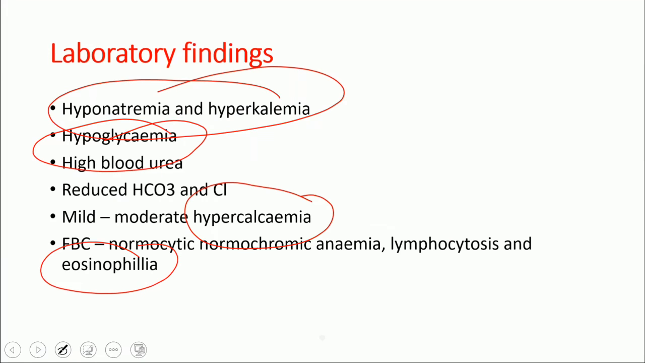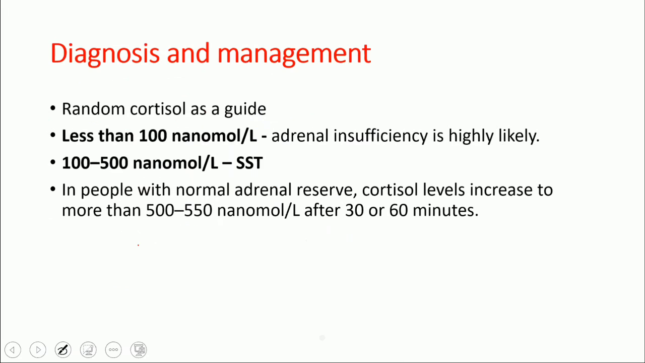Now, in order to confirm a diagnosis of Addison's, we can use the random cortisol as a guide. You might ask me, can you use that as a diagnostic tool? The random cortisol can be used in a specific situation. For example, if your random cortisol is more than 500 nanomoles per liter, you can confidently exclude Addison's disease. That is based on lots of biochemical studies over a large period of time.